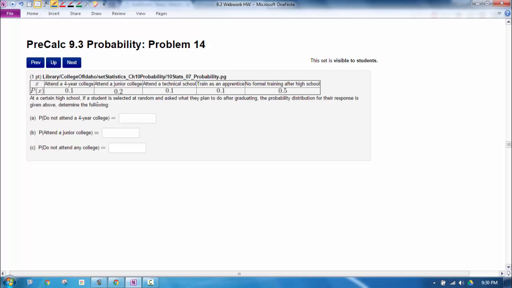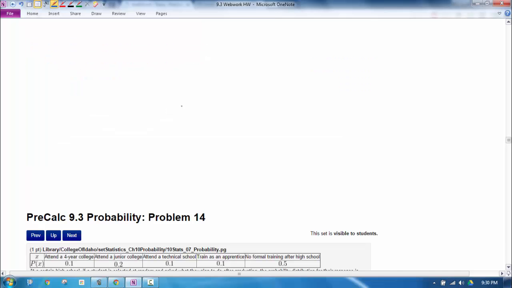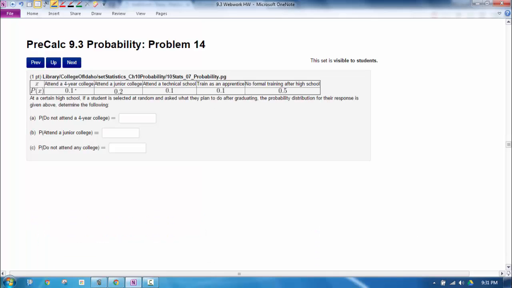Okay, the next problem is pretty easy. It says a certain high school, if a student is selected at random and asked what they plan to do after graduating, here's the probability distribution. So if we're not going to attend a four-year college, then we could do all of these added up, or we could just do 1 minus the 0.1, which is 0.9. Attend a junior college. Probably that we attend a junior college would be right here, 0.2. Do not attend any college. Any college would be these three added up, which is 0.7.